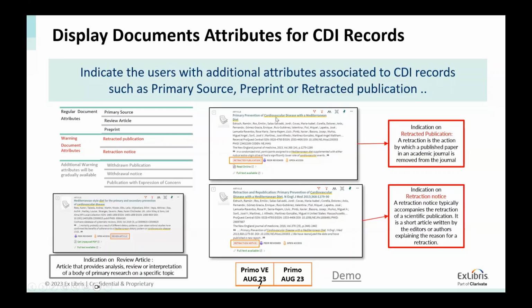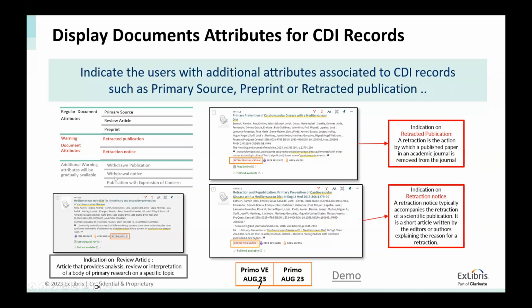Usually when a user searches and finds an article that is considered to be a retracted publication, they may also find in the search results an additional article, which can be marked as a retraction notice. Such an article will be a short article that may explain the reason why the original article was considered to be a retracted publication. And I will share it in the demo. So this is how we mark warning document attributes.